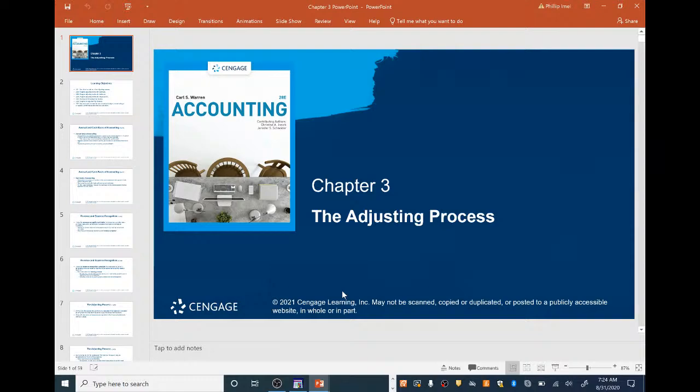So let's go ahead and get into chapter 3. Once again, chapter 3 is going to be dealing with the adjusting process. So what exactly does the adjusting process mean? In accounting, the adjusting process is going to happen at the end of an accounting period. For example, at the end of a month, at the end of a quarter, or at the end of an annual period, or at the end of the year. Pretty much what they're going to be adjusting is the accruals and deferrals that we'll get to within this chapter.